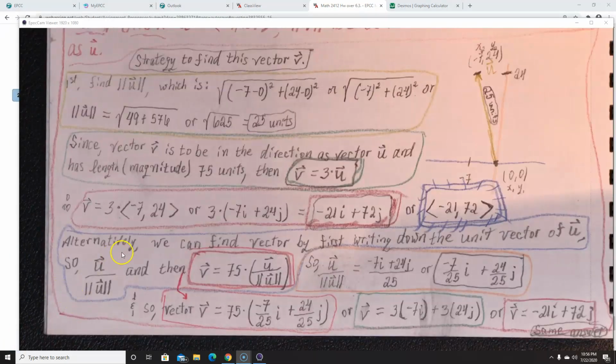So class, I have about 40 seconds and I want to mention this. There will be a part 2 video for the rest of this section. But as an alternative way to find this same vector, we could have done the following.